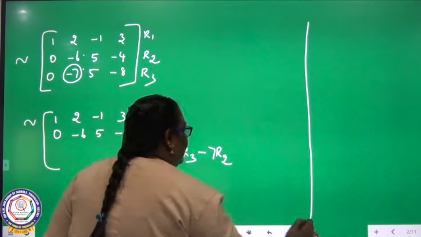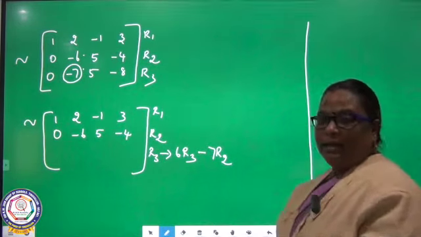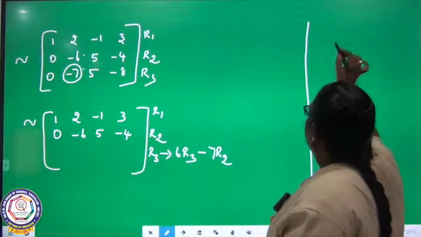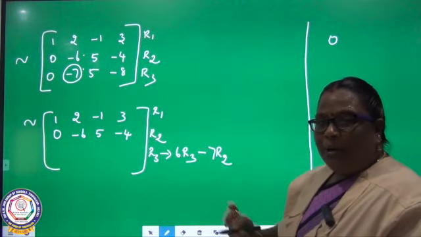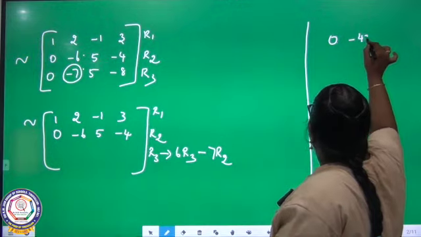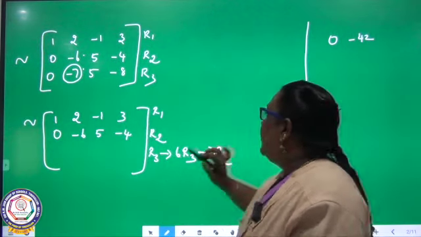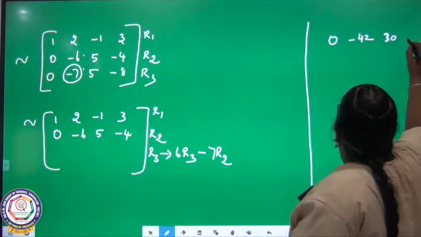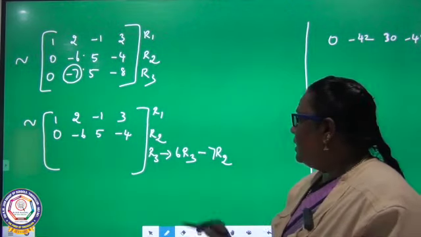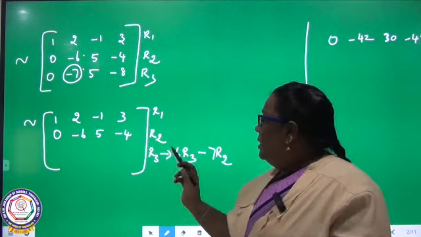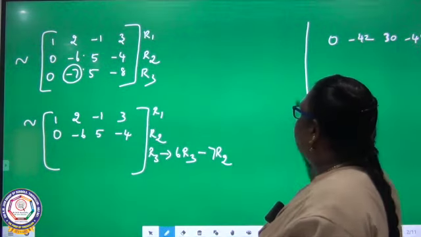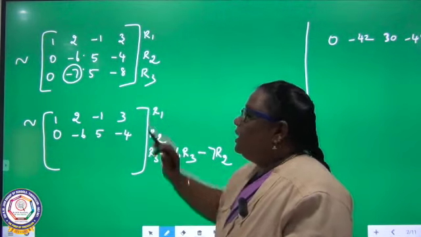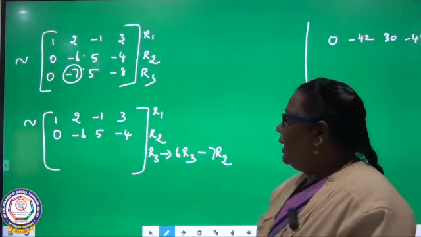See the rough work column. See what is 6R3. Multiply 6 by R3. 0 into 6, 0. Minus 7 into 6, minus 42. 6 into 5, 30. Then 6 into minus 8, minus 48. See here, 6R3: 0, 7 sixes are 42, so minus 42. 6 fives are 30. Then 6 into minus 8, minus 48.